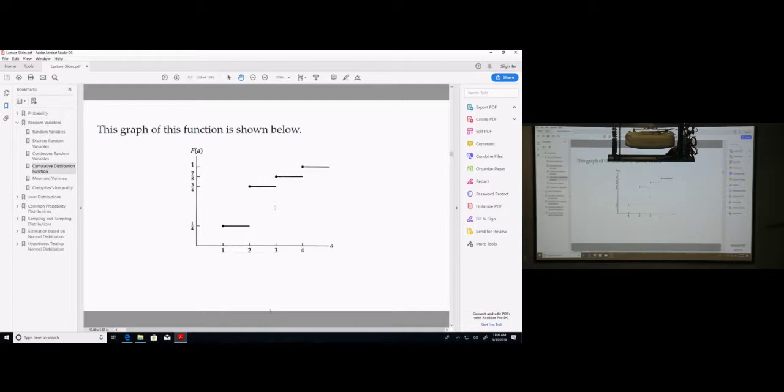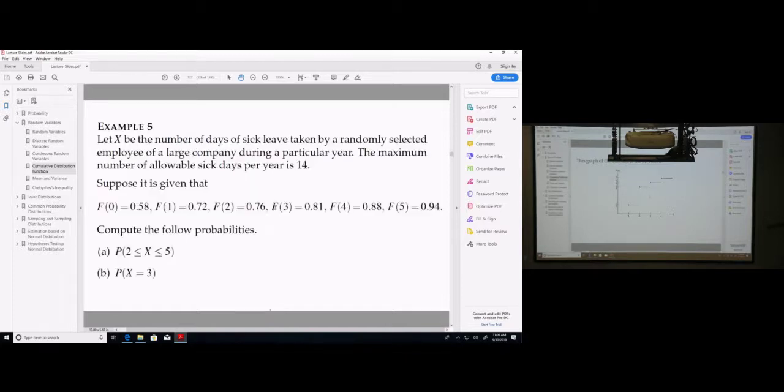And so this is the plot here. So this is how we construct from a probability mass function to a cumulative distribution function, and we do it by adding things. So let x be the number of days of sick leave taken by a randomly selected employee of a large company during a particular year.